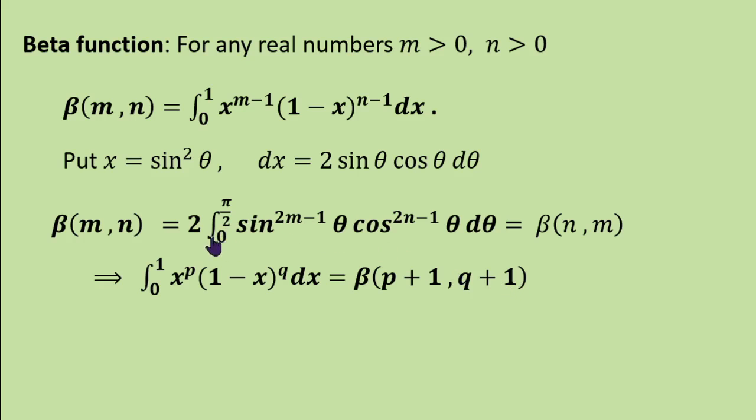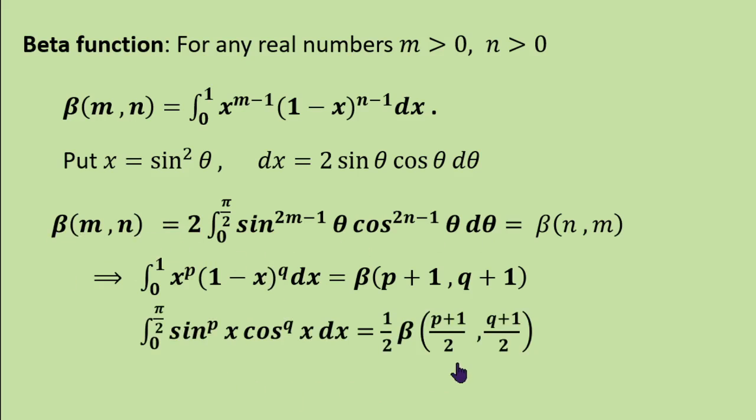And similarly, 0 to pi by 2 sin^p theta cos^q theta d theta is half beta((p+1)/2, (q+1)/2), because if 2m minus 1 is p, then 2m is p plus 1, m is (p+1)/2, and 2n minus 1 is q means 2n is q plus 1, and hence n is (q+1)/2. So, remember these two formulas to evaluate integrals of this type.